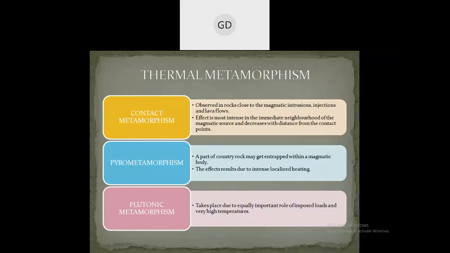In all these types of thermal metamorphism, the change is generally in the direction of mineralogical reconstitution. So the mineralogical compositions are changing in your thermal metamorphism in the presence of heat. Heat is the important factor that is playing a role. So this is about your contact metamorphism, pyrometamorphism, and your plutonic metamorphism.